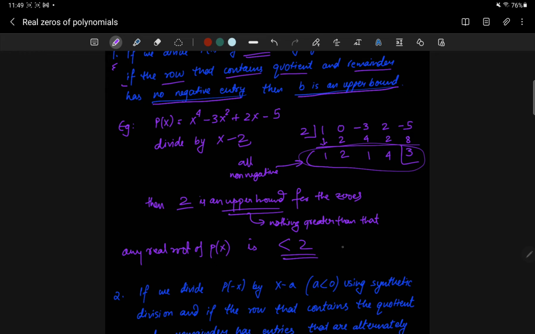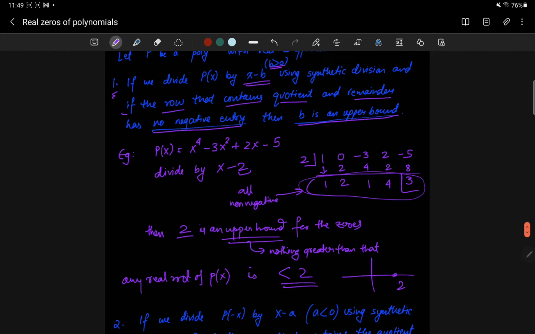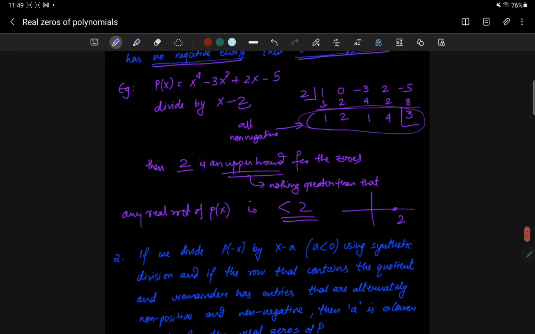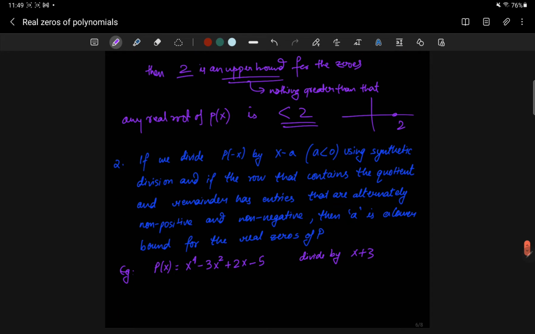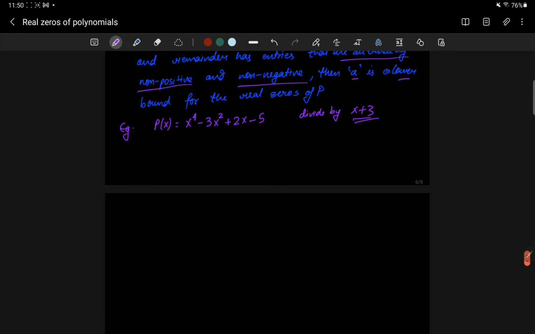So that tells us a nice thing. It says that beyond 2, this polynomial never crosses the x-axis. Right? So that's the first one. If you do this division and it comes out to be all positive, then that's an upper bound. And the second part is just the pairing of it, meaning if you divide by x minus a and a is negative, so that means it's like an x plus 3, and the last row has alternating non-positive, non-negative entries, then it becomes a lower bound.